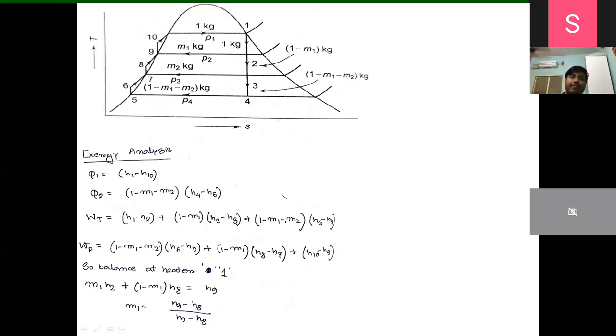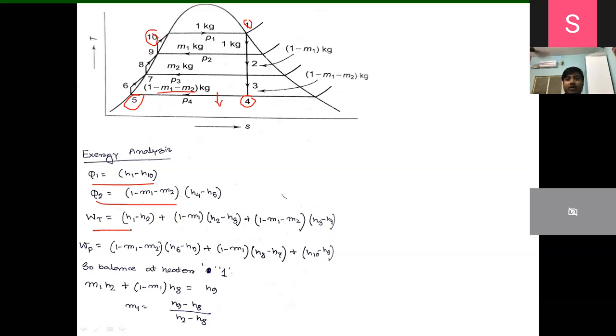Now we will understand what q1 is. q1 means how much heat has been added, so it will be h1 minus h10. Then q2 is how much heat has been rejected. That means the remaining mass multiplied by h4 minus h5.